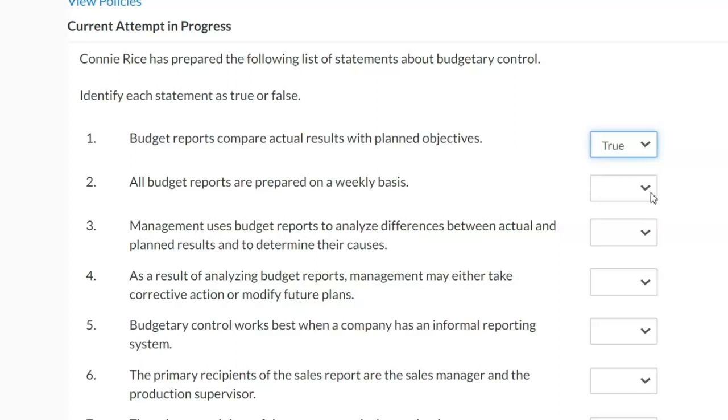All budget reports are prepared on a weekly basis. False. Management uses budget reports to analyze differences between actual and planned results and to determine their costs. True.